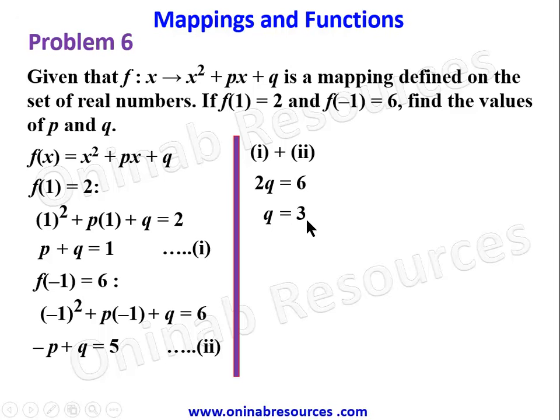Now that we've gotten q, we can substitute in one of the equations to get the value of p. So from equation 1, p plus 3 is equal to 1 since q is 3. So we've substituted q to be equal to 3 in equation 1. So p now will be equal to negative 2. 3 going to this place becomes minus: 1 minus 3 gives negative 2. So we've gotten the values of p and q in problem 6. So we go to problem 7.